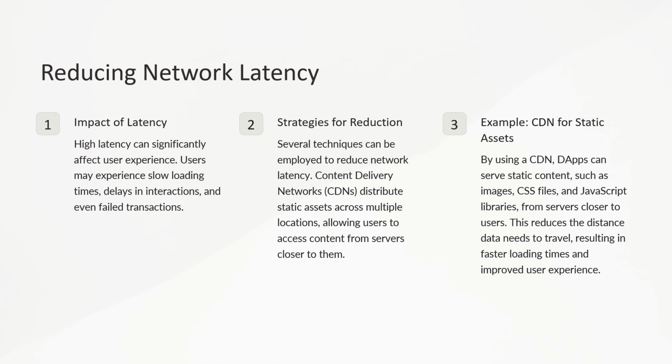Content Delivery Networks (CDNs) distribute static assets across multiple locations, allowing users to access content from servers closer to them. Efficient data fetching strategies such as using smaller payloads or compressing data can also contribute to lower latency. By using a CDN, React apps can serve static content such as images, CSS files, and JavaScript libraries from servers closer to users. This reduces the distance data needs to travel, resulting in faster loading times and improved user experience.